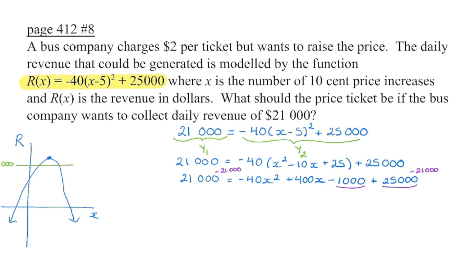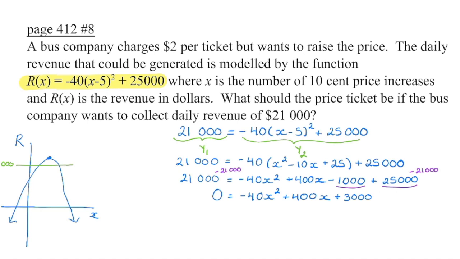So 25,000 minus 21,000 gives us 4,000. 4,000 plus negative 1,000 gives us 3,000. So we have 0 on the left, and remember that 0 is important. That's what makes it an equation that's solvable. And then these are just going to carry on. Combine those two terms together, and we have plus 3,000. We now have a quadratic equation in standard form.